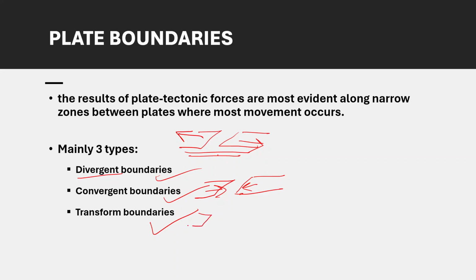And a transform boundary is when there is just a horizontal movement and no extension or compression happening. In the divergent boundary we have the extension motion, so it feels like something is being pulled apart from either direction, and in the convergent case something is coming towards each other. Here you have a compression, but in transform boundaries you only have that horizontal motion, either like this or like this, and you don't have any other movement happening.